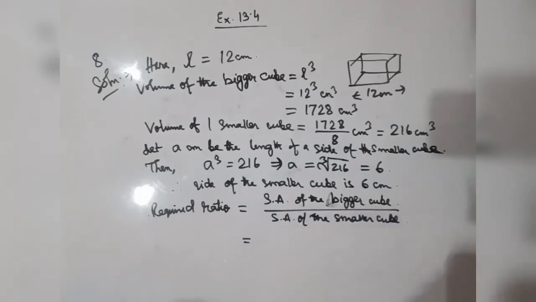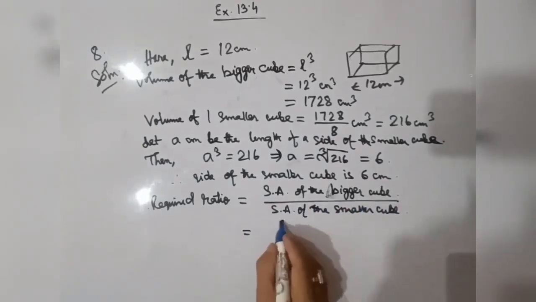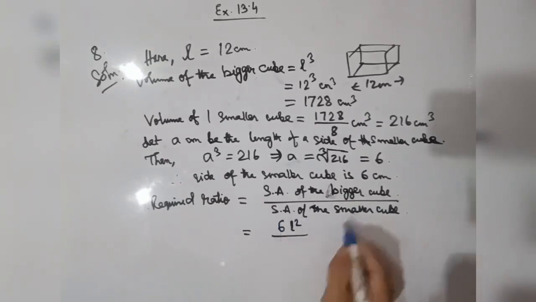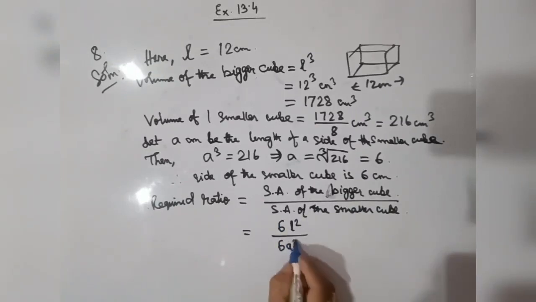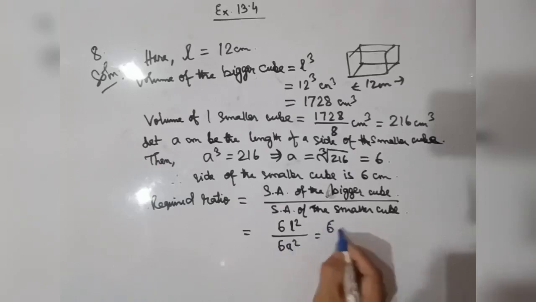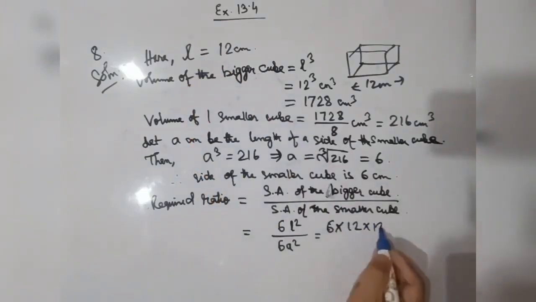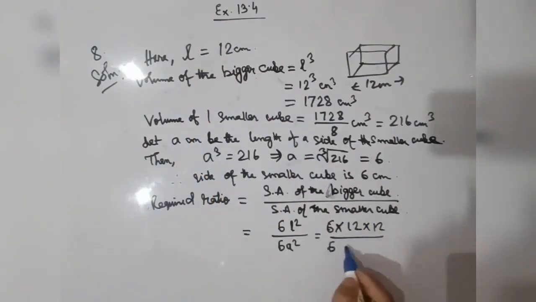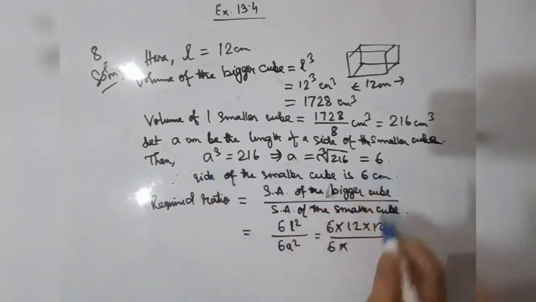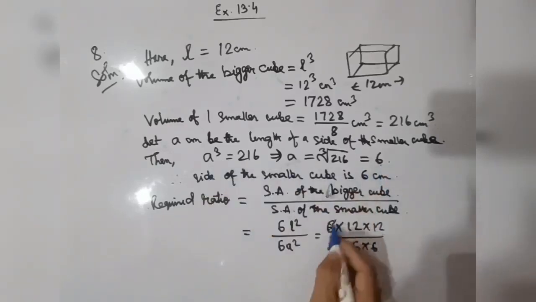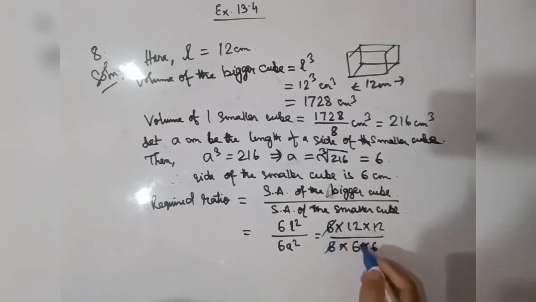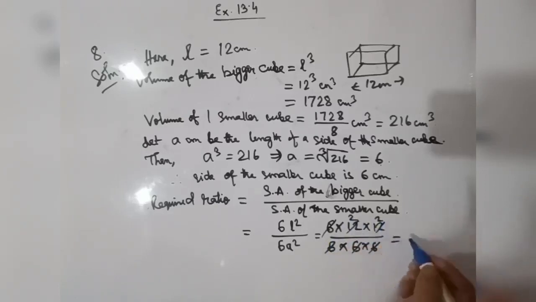Equal to surface area of the bigger cube will be given by 6L square, and that of the smaller cube will be given by 6A square, which is equal to 6 into L square. The value of L is 12, so I can write 12 into 12, and 6 into the value of A is 6, so 6 into 6. So this 6 and 6 will cancel each other. 12 divided by 6 is 2, and this also 2. Now this will be 4 by 1, that is the required ratio is 4:1.